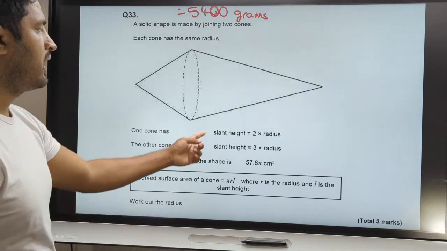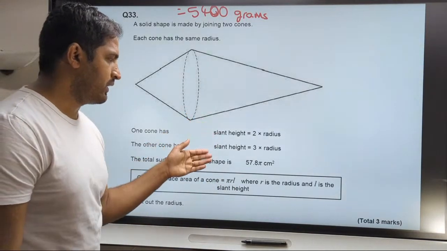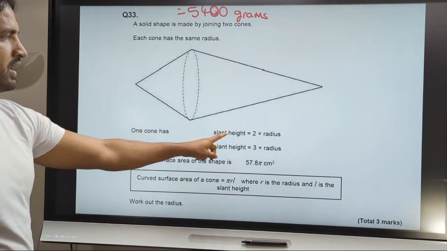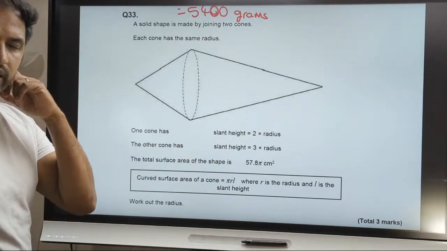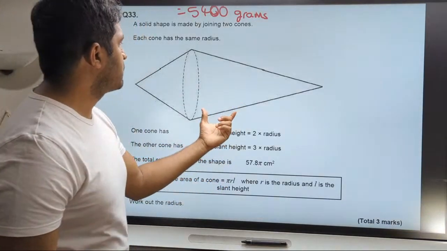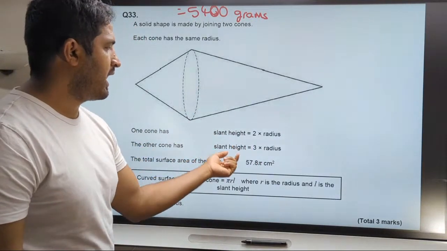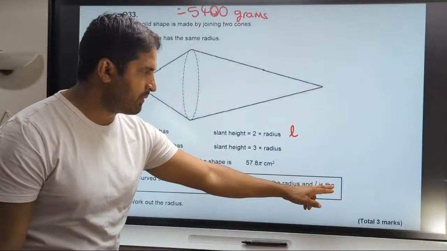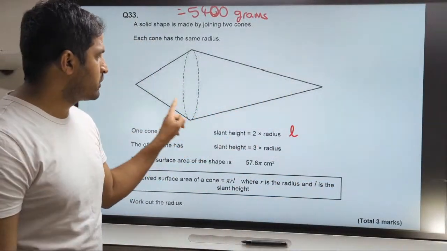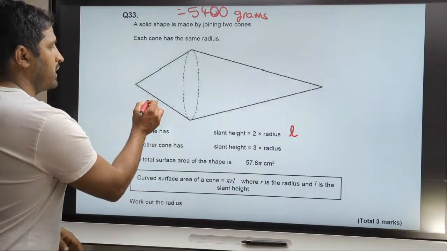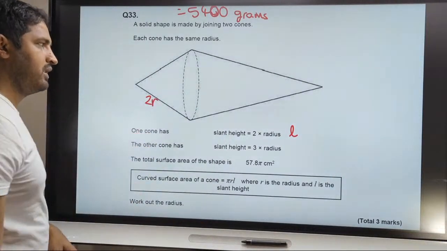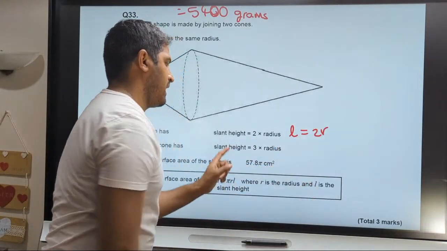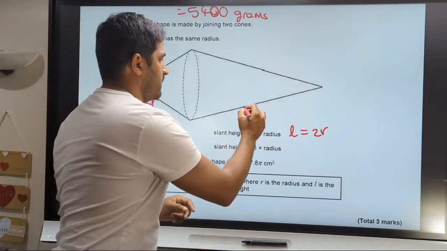Work out the radius. Okay, so we've been given the two equations in a way, and we've been given the surface area as well. So let's put it in terms of the surface area, and everything needs to be written down in terms of R. Remember, L is the slant height. L for the smaller one is 2 times the radius, so that is 2R. L is equal to 2R in here, and L equals 3R in this one here. That's 3R.